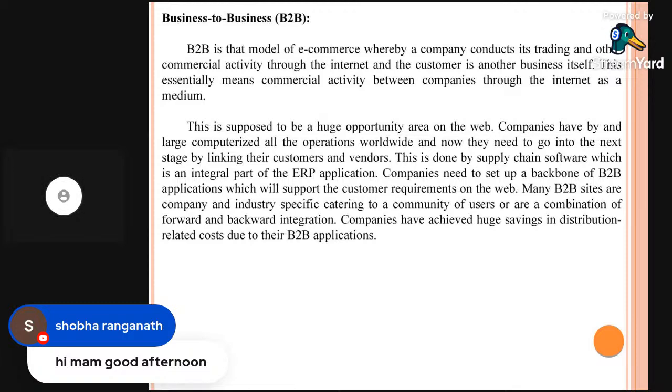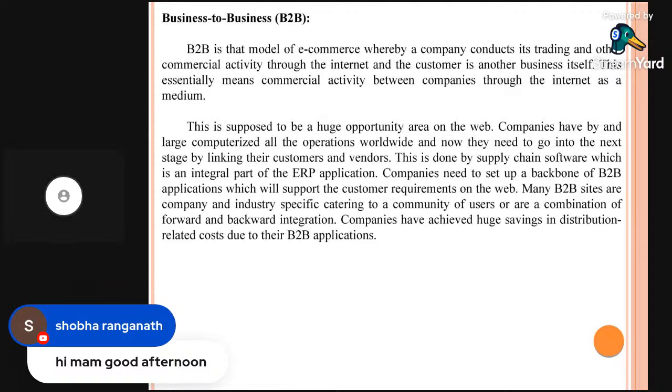Then after manufacturing, whatever things we are going to have for further sales of the products, such activities become the forward integration, maybe having a retail of our own or a distribution channel of our own, like that. So huge companies are achieving savings in distribution related costs due to their B2B options.